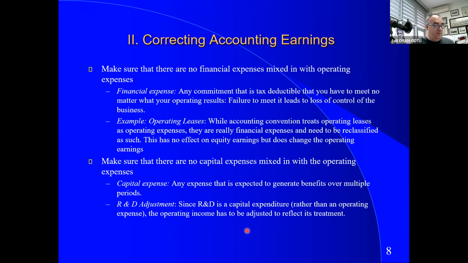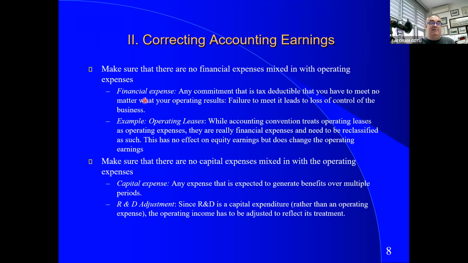Other things you might want to do is make some corrections. For example, some expense items that you might see in the financial statements might be, according to the accounting regulations, in one place as opposed to another place. Like what? Okay, so first of all, the definition for a financial expense: any commitment that is tax deductible, that you have to meet no matter what your operating results. Failure to make it leads to loss of control of the business.